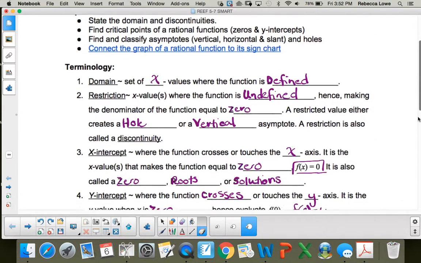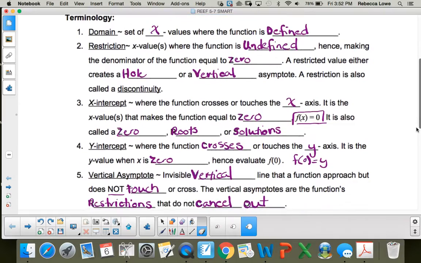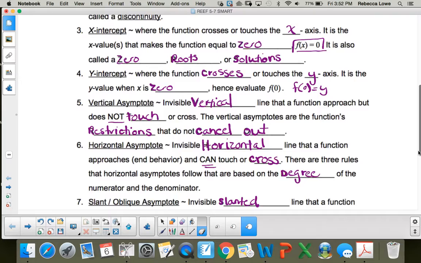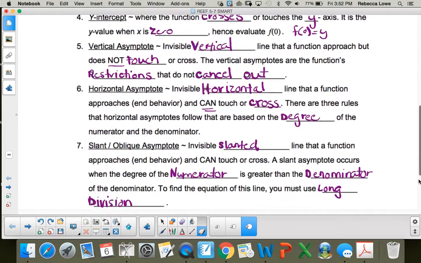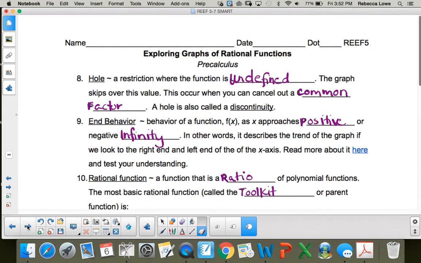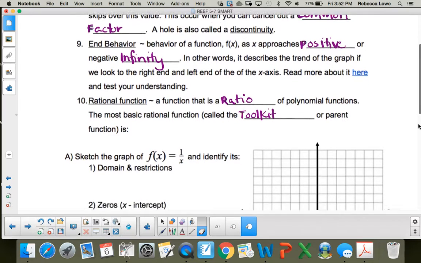You had to define a lot of these words prior to this class, so you can fill in these words on your own and make sure you know the definitions of these words, because it's really important when we talk about them that you can identify them in relation to the function and what they mean. So go ahead and do that on your own time.